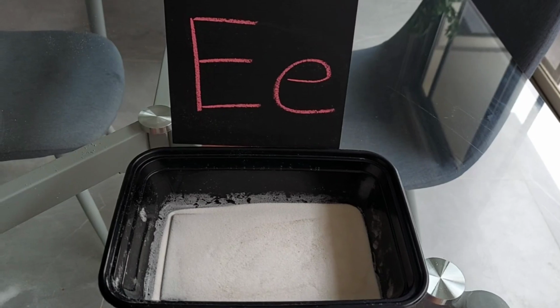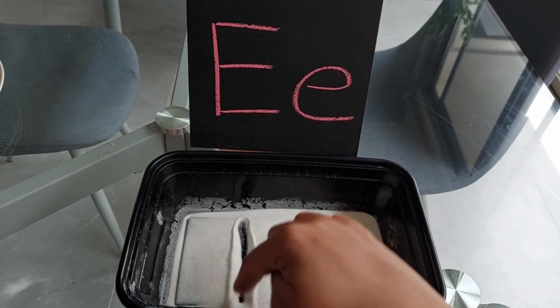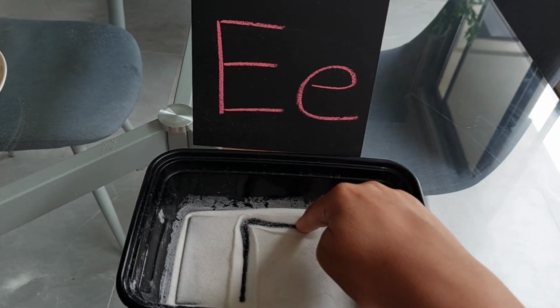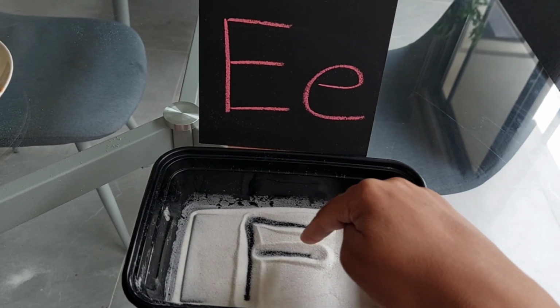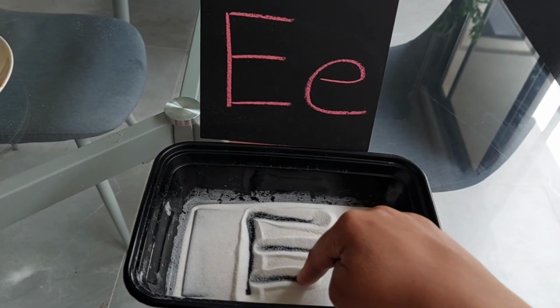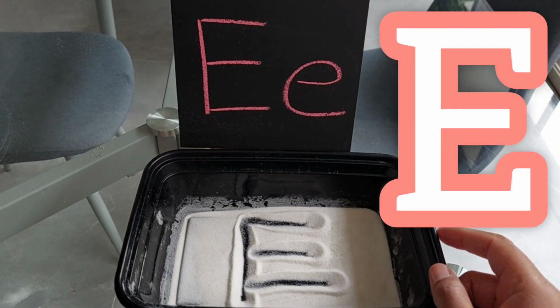To write an uppercase E, we're going to start from the top and go all the way down to the bottom. Then start from the top again, go across, make a straight line. Go to the middle and make a straight line, and then go to the bottom and make a straight line. And that's how you write an uppercase E.